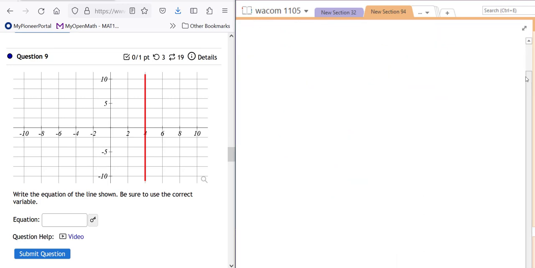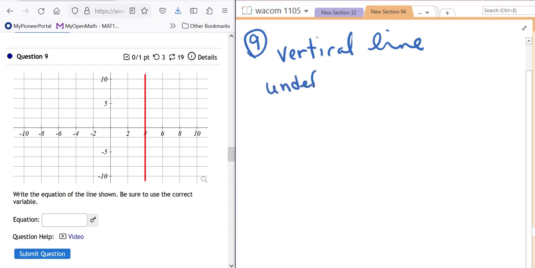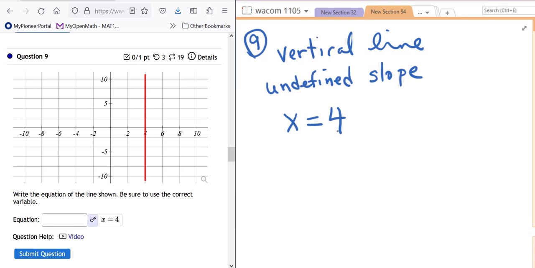This one they want us to write the equation of the line. Vertical or horizontal lines are special, and they're going to kind of be outside the box. So we have a vertical line which has undefined slope. So it doesn't really fit into the y equals mx plus b. They want us to write the equation for this. A vertical line is always x equals, and it will be whatever value it's going through. So x equals 4 is a vertical line.